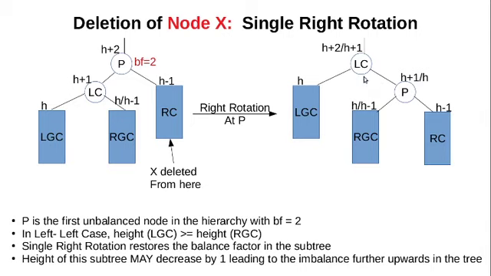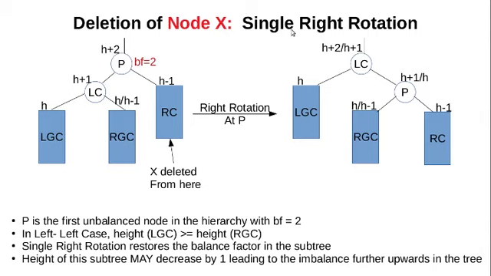Similarly, the new children of LC are LGC and P. The height of LGC is h, whereas the height of P is either h plus 1 or h. Hence, the height of LC is either h plus 2 or h plus 1, and the balance factor of LC is either minus 1 or 0. We note that the balance factor of all the nodes are restored to the permissible limit of minus 1 to 1. Before rotation, the height of the subtree was h plus 2.